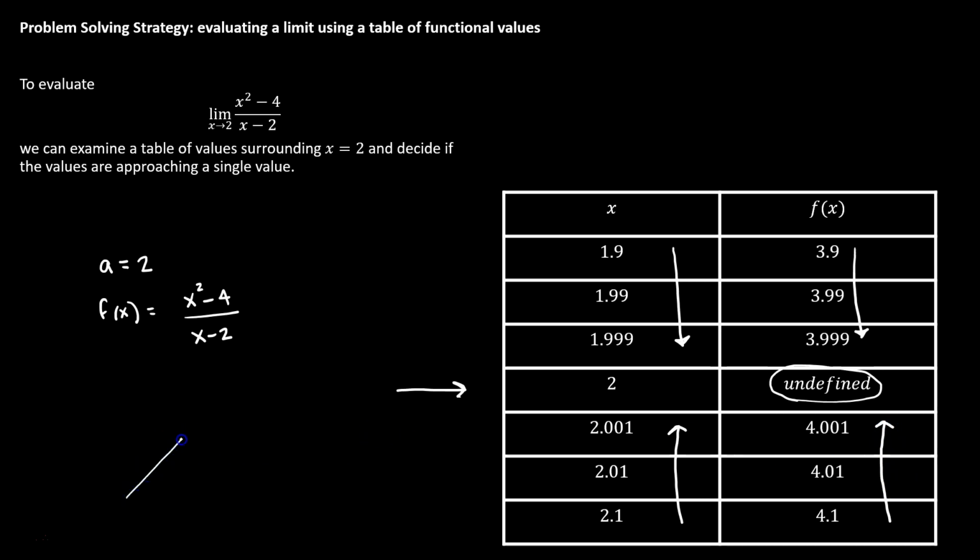So if you remember, this graph was a straight line, but it had an open circle at x equals 2, and we said our function was approaching the value 4 no matter which side we were coming from. So we can use this table to see the trend that's happening. Our function is getting closer and closer to the value 4.